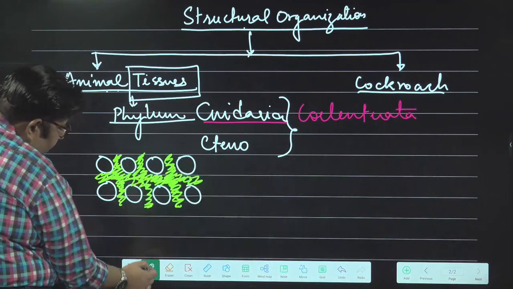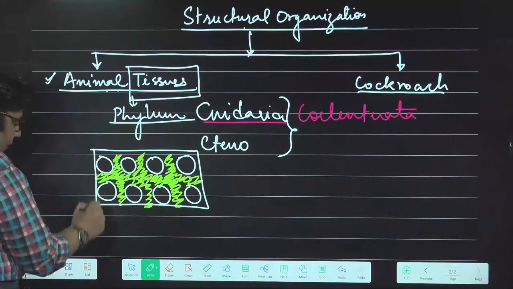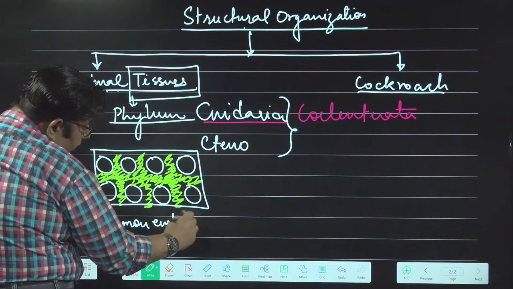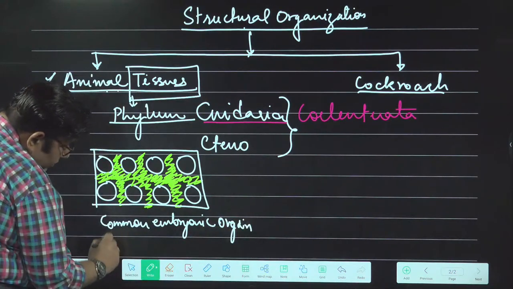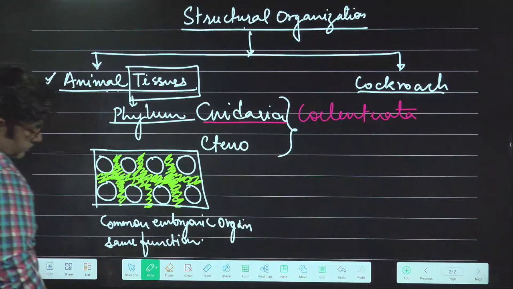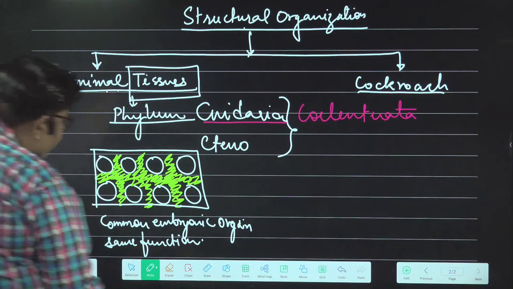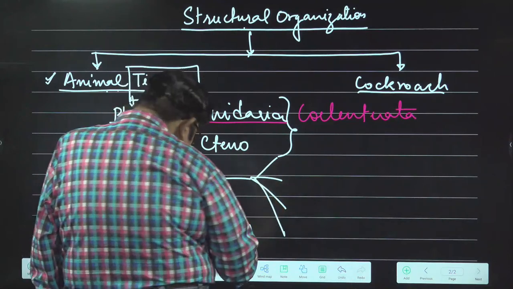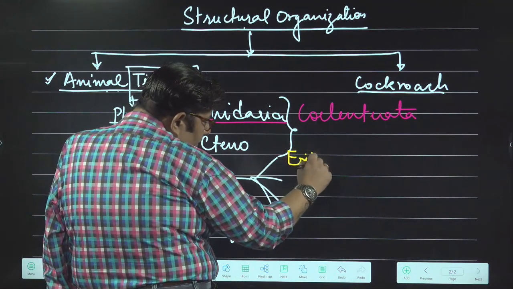Okay. So, my dear children, a group of cells along with the intercellular substances that have a common embryonic origin, and they perform the same function. This is called a tissue. I hope you understand. Very good. Now, animals have got four basic types of tissues. The entire body is made up of four basic types of tissues.